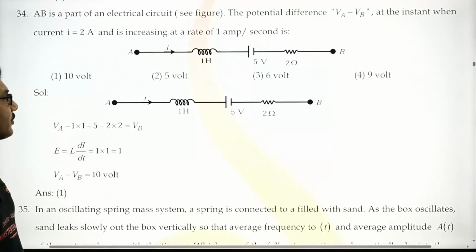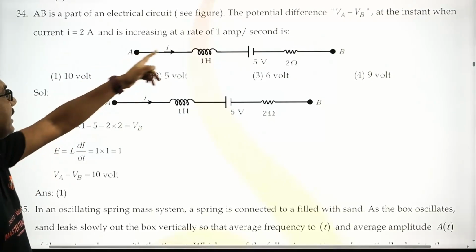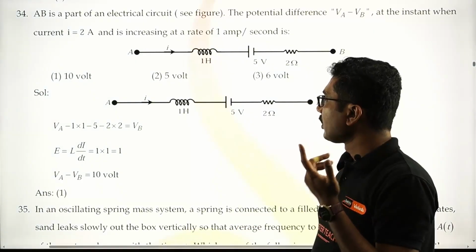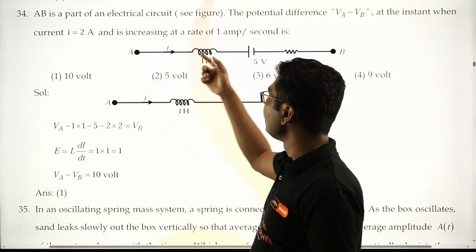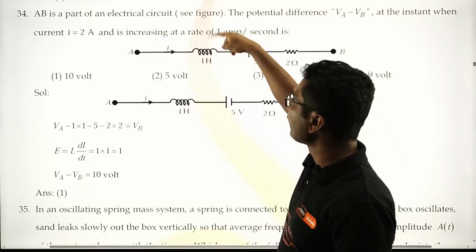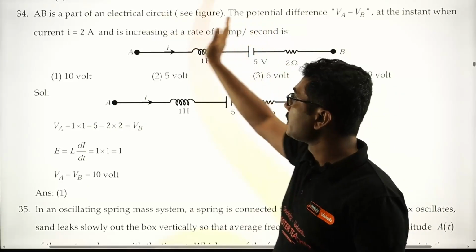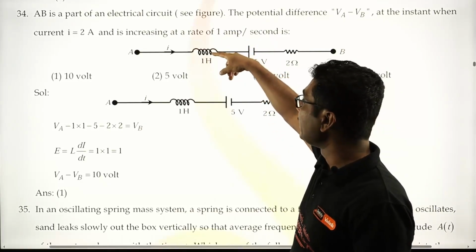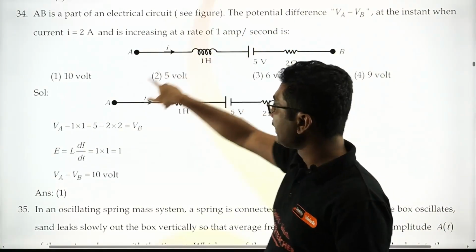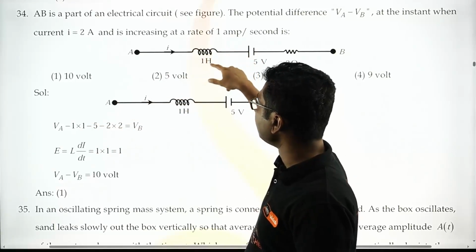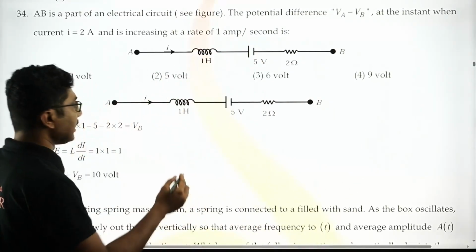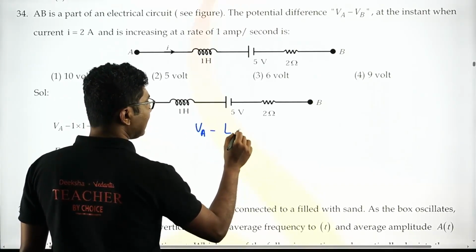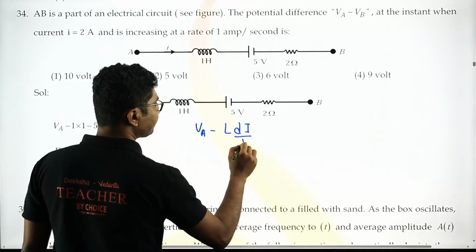Okay, apply Kirchhoff's voltage law. VA minus, because this induced EMF on the inductor will oppose the current. So L di by dt, right? L di by dt. So rate of the current change is given. So di by dt is 1. Okay, and this is also 1. So the formula is, let me write it. So VA minus L di by dt.